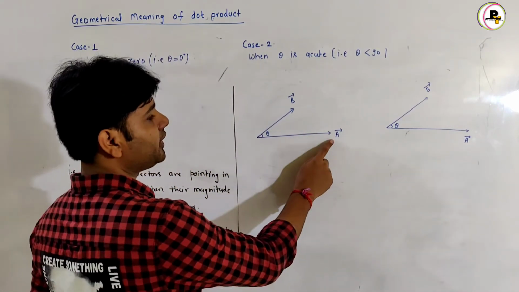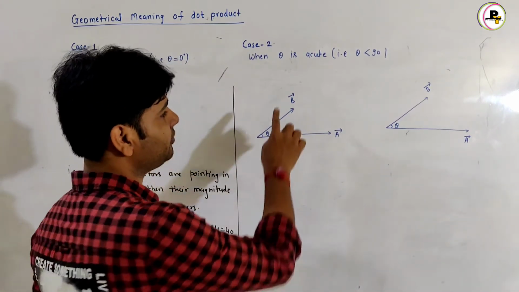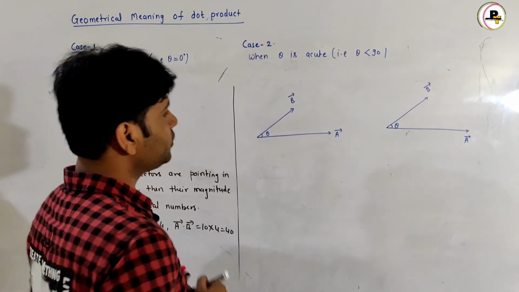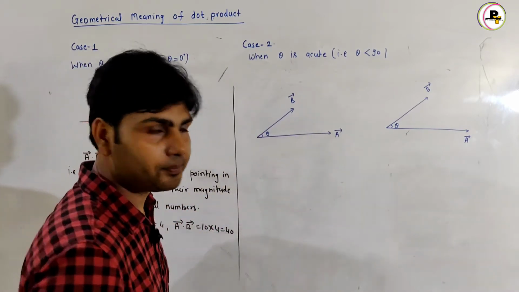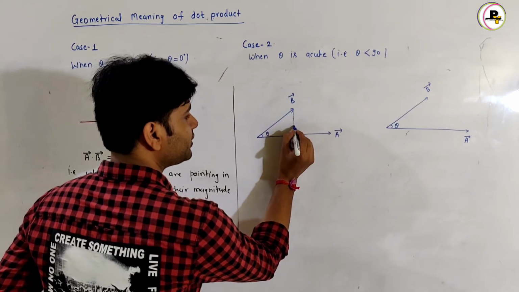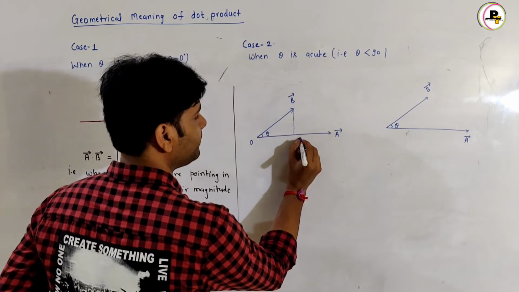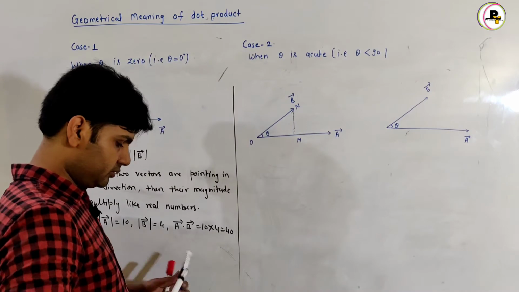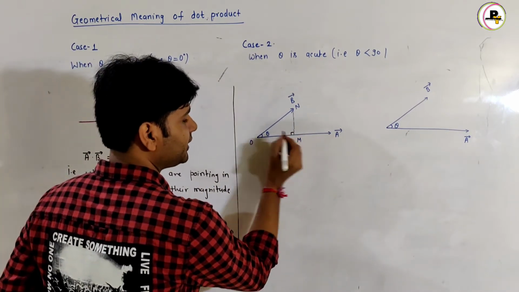Similarly, if vector A is not in the direction of vector B, then some part of it will be in the direction of vector B, and that part is called the component or projection. So I need to find the projection or component of vector B onto vector A. For that, I need to drop the perpendicular from B vector to vector A. Suppose this is point O, this is point M, and this is point N. So I can apply triangle trigonometry to find this adjacent component. This angle will be 90 degrees.